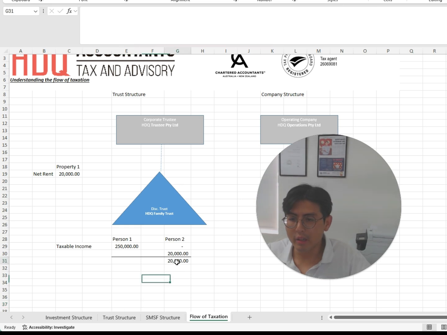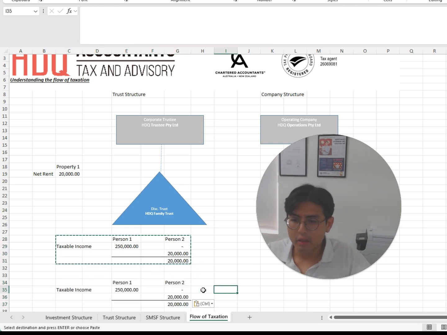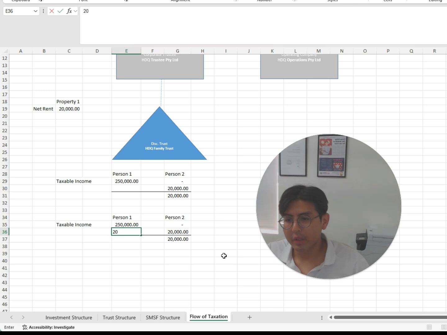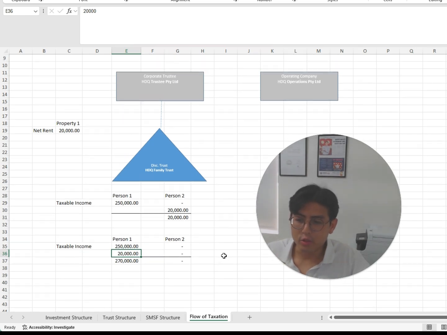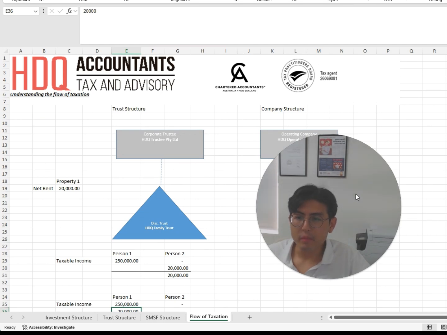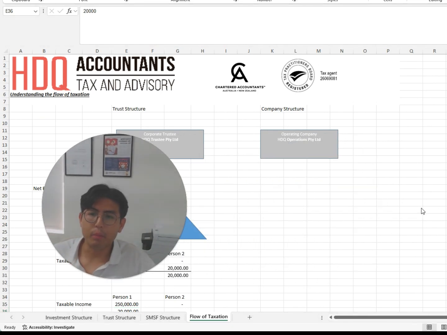But in a different scenario, if we had this $20,000 assessed by person 1 instead, that would take their income to a total of $270,000, with that $20,000 distribution being taxed at 47% at individual rates. So we can understand that this is a very useful tool if you have a large positive portfolio towards retirement. Now, let's think about the company structure.